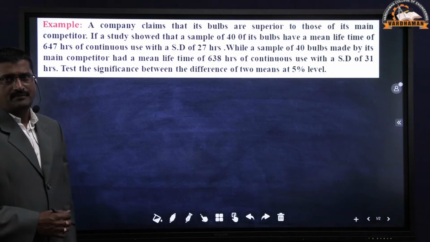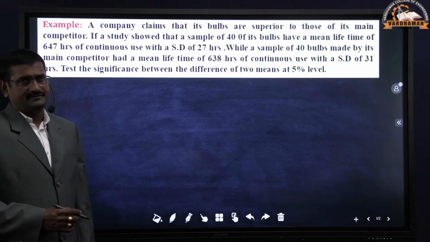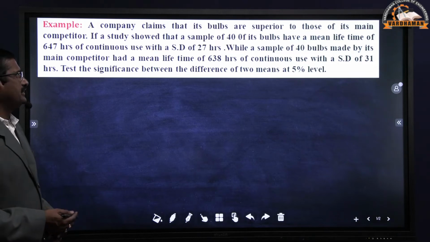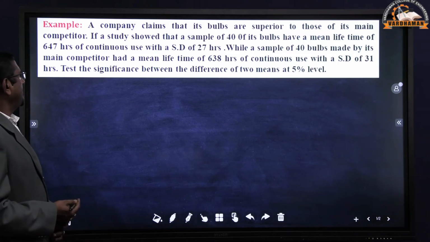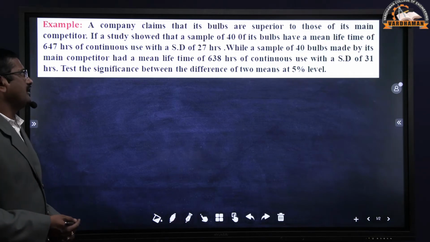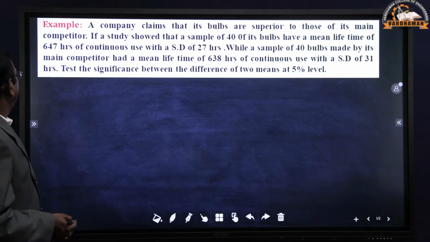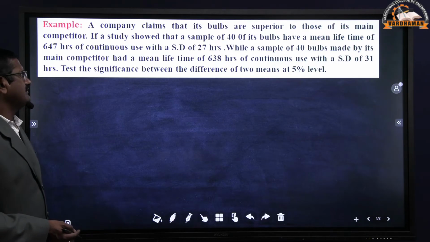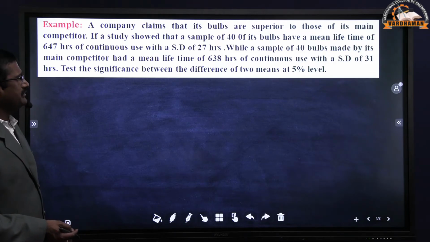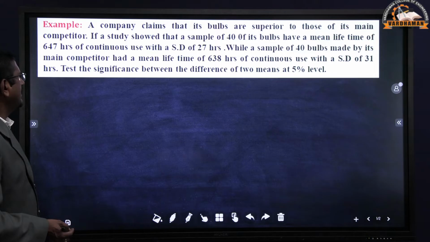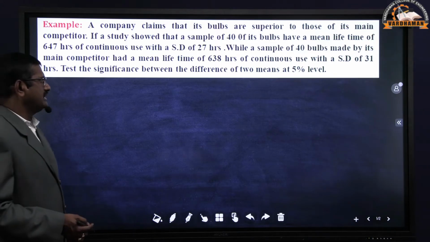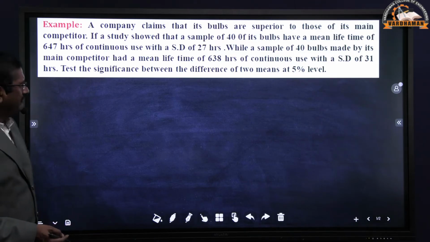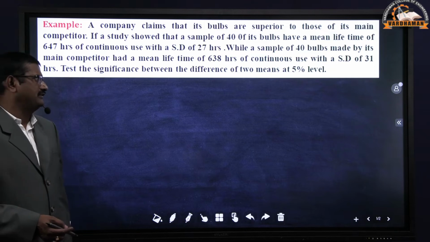Now we will discuss an example based on difference of means. A company claims that its bulbs are superior to those of its main competitor. A study showed that a sample of 40 of its bulbs have a mean life of 647 hours of continuous use with a standard deviation of 27 hours, while a sample of 40 bulbs made by its main competitor had a mean lifetime of 638 hours of continuous use with a standard deviation of 31 hours. Test the significance between the difference of means at a 5% level of significance.